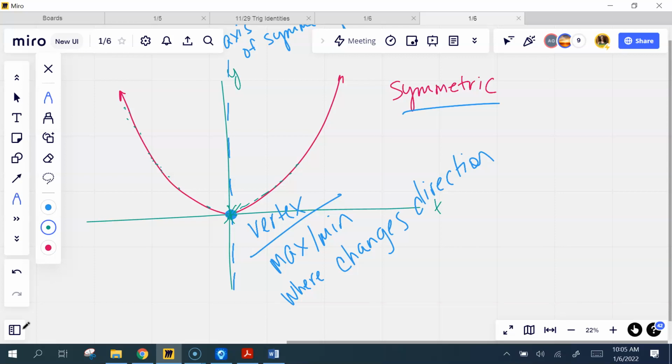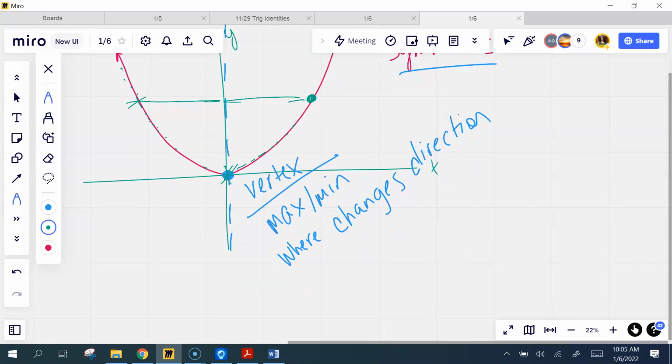Do you guys remember how to reflect points? In other words, if I gave you this point and you knew where the axis of symmetry was, could you reflect it? This distance has to be the same as this distance, and that's where that point would land on this side, just like if there was a mirror there, it'd be the same on both sides. One more thing: the axis of symmetry always goes through the vertex.